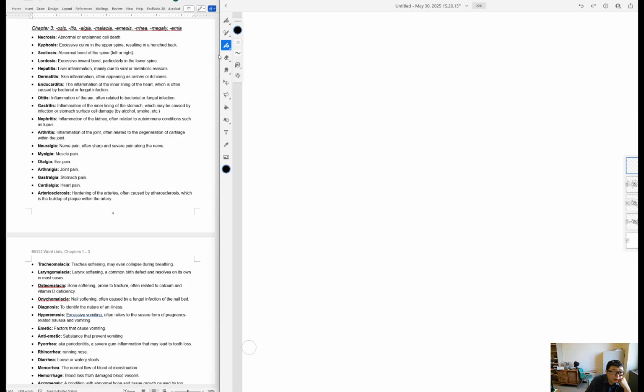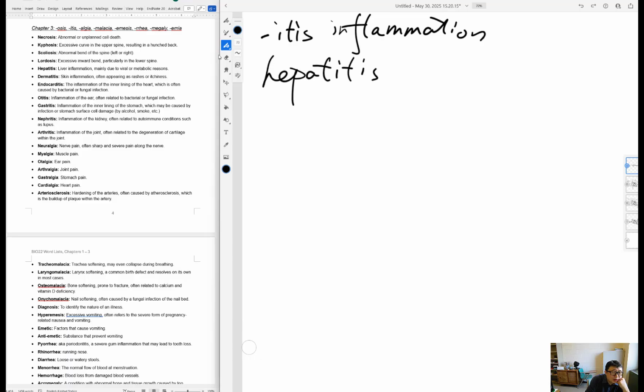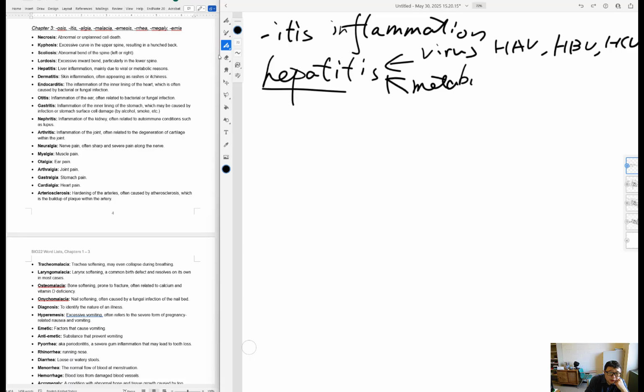And then there's a very often used word, itis. Itis means inflammation. But what causes inflammation is very complicated. We'll talk about some of those. First, hepatitis. Hepatitis can be caused by many different things. Virus, including HAV, HBV, and HCV. Hepatitis A, hepatitis B, hepatitis C. And also metabolic causes, which I believe, at least in the United States, are more common than virus-induced hepatitis.